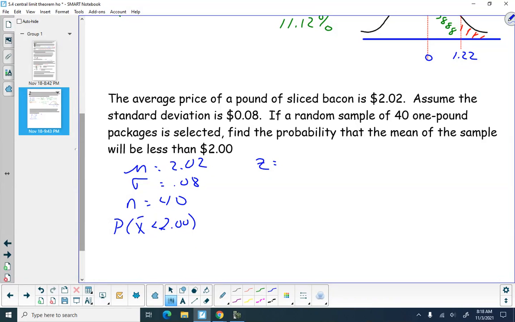So calculate your z-value. Check that z-value with somebody around you. Do your bell-shaped curve. Go to your table.